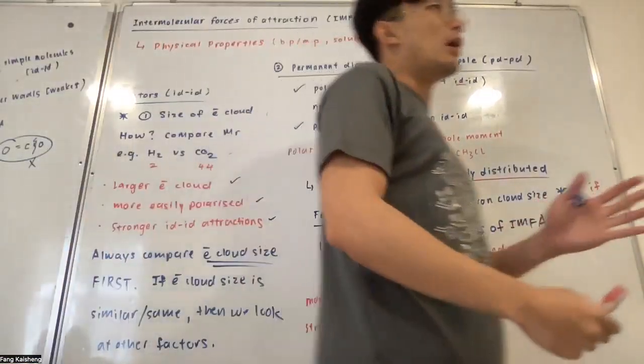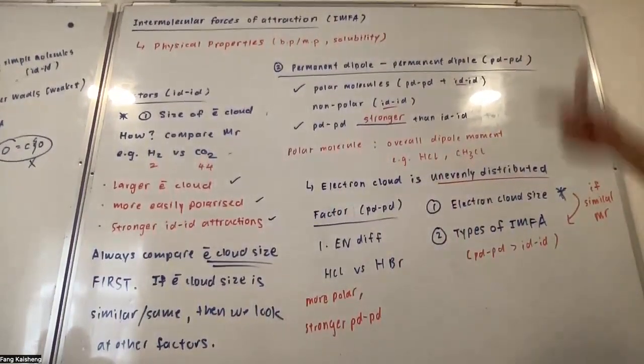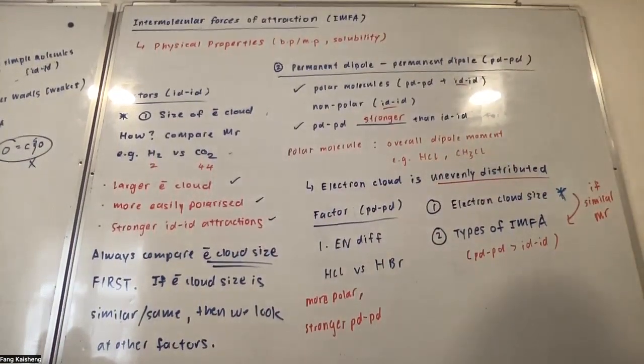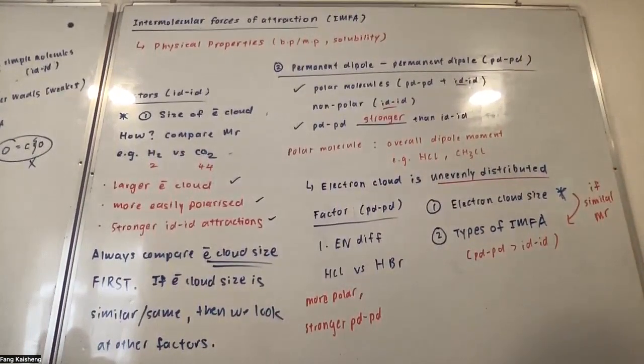So pay attention to this. There are many misconceptions that come out with this. A lot of people never compare electron cloud size first, then all the questions are wrong. I will give you guys a negative example on the next page. Okay, I need to erase this a bit. No space.